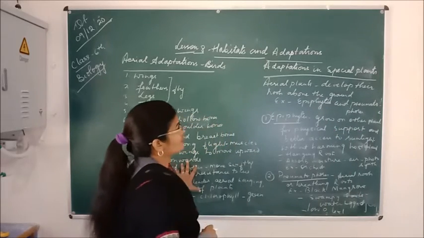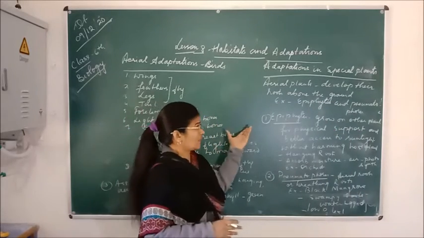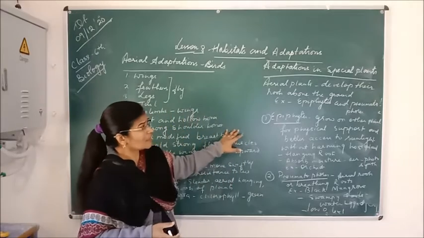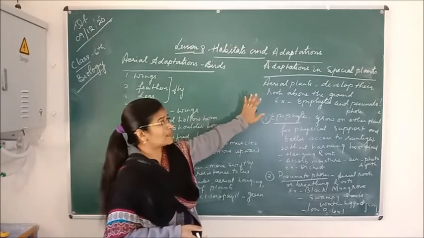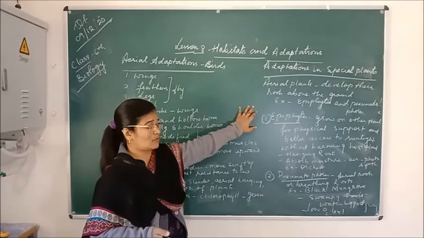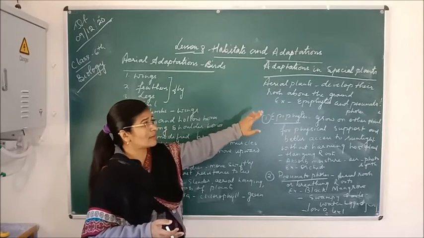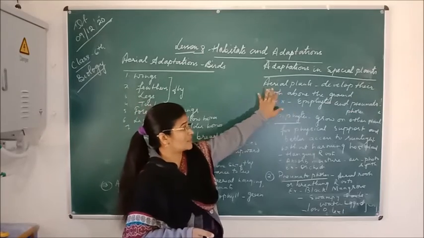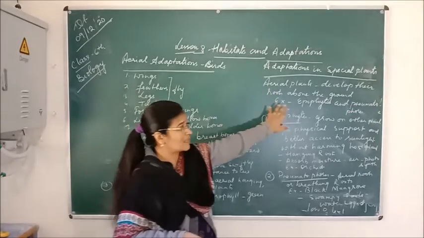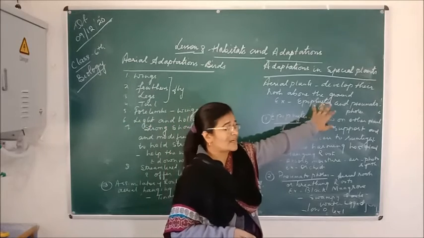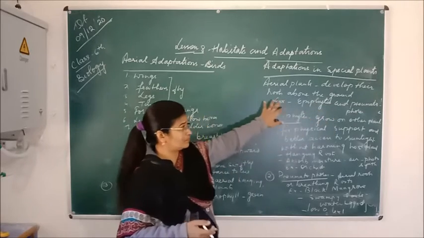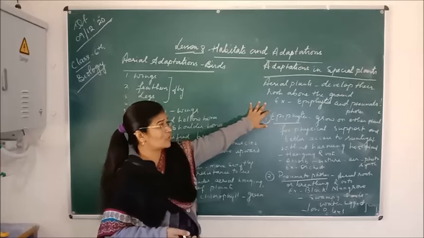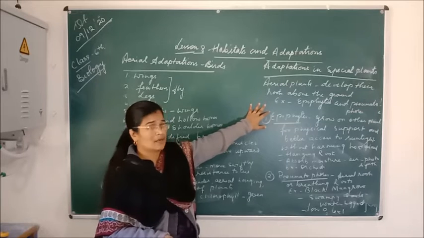Some aerial plants, or special plants, do not grow in the air, but they develop their roots above the ground. Those plants which develop their roots above the ground are called aerial plants. For example, epiphytes and pneumatophores. Epiphytes and pneumatophores both are aerial plants, because their roots develop above the ground.